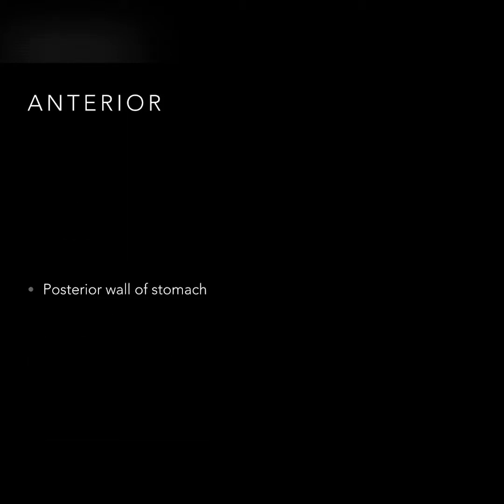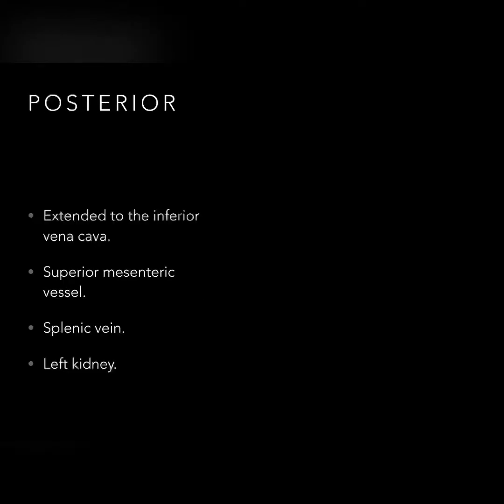Now let's talk about the anatomic location of the pancreas. Anteriorly, it is in direct contact with the posterior wall of the stomach. Posteriorly, it extends to the inferior vena cava, superior mesenteric vessels, splenic vein and our left kidney.